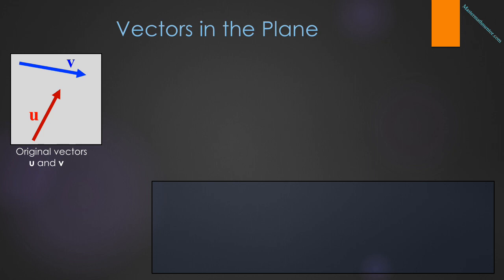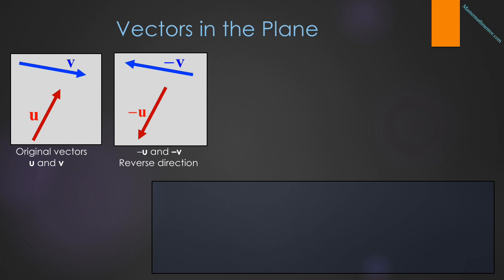When we use vectors, we must be prepared to work with them both geometrically and algebraically. Let's start with the geometric. We have two vectors, u and v, u in red, v in blue. Let's do some operations with them.